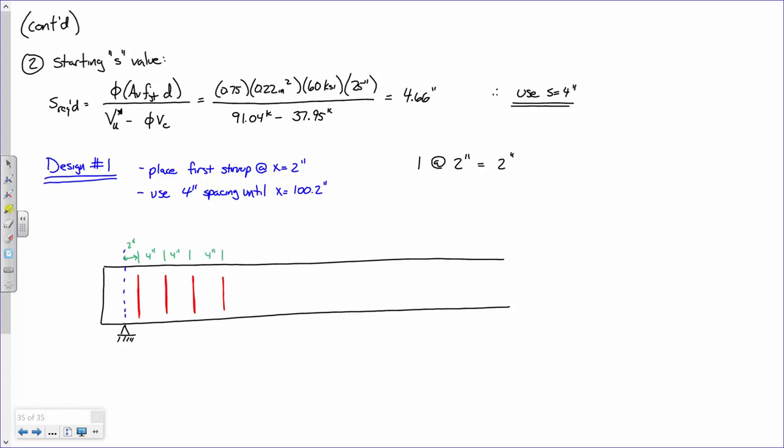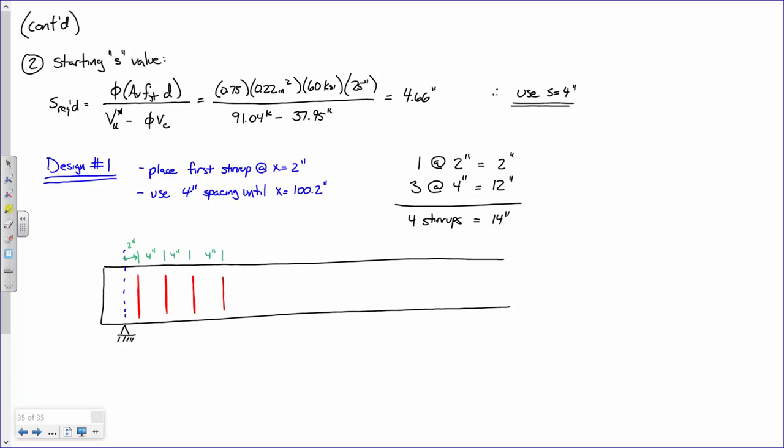Let's say that I did this, like what you see right here on this image, let's say that this was my layout. So what I would do is I'd say 1 at 2 inches, then I'd say 3 at 4 inches, okay? So that would be 3 times 4, that'd be 12 inches. So in total, that would be 4 stirrups, and that would be 14 inches.